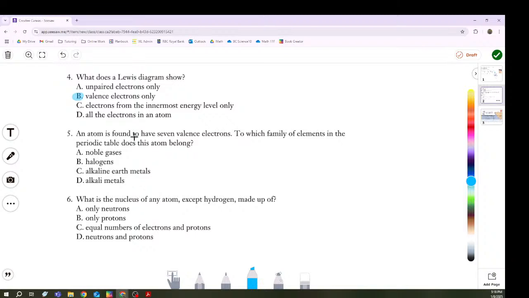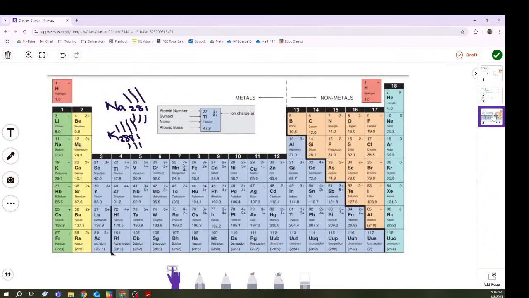Okay, an atom is found to have 7 valence electrons. To which family of elements does it belong? So think about that. If it has 7 valence electrons, what's the atomic number? It would be 9, right. So then if we look at, okay, the atomic number of 9, which family of elements is this?